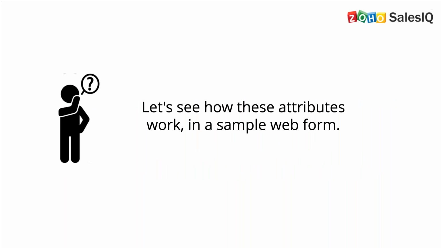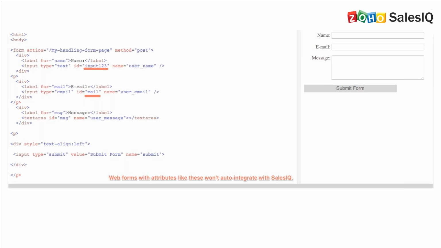So where exactly do you make these changes in a form? I just said attributes. I didn't tell you where those attributes are. My webinar would be incomplete if I don't do that. So I'm going to show you that.